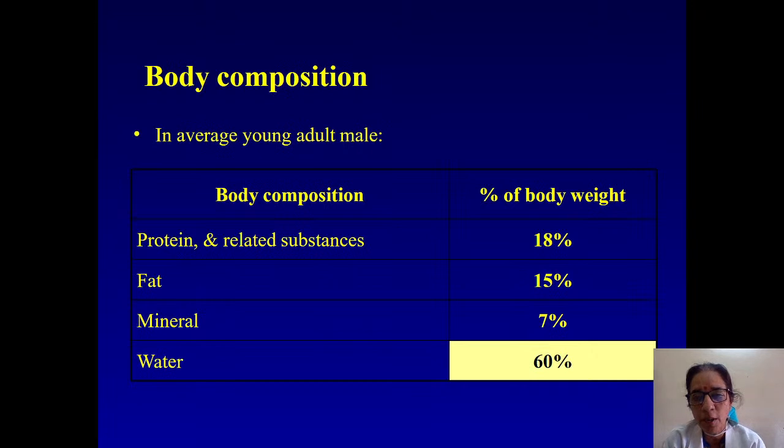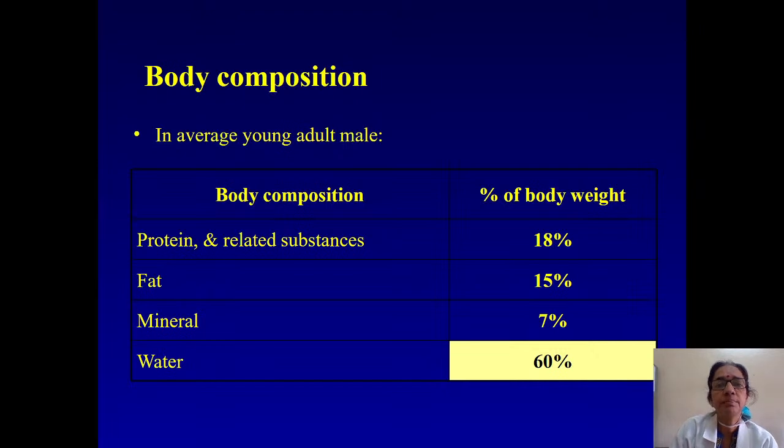What is this total body water? 70 into 60, that is 42 liters of your total body water. And when it comes to females, the body water is 10% less compared to males because females have more subcutaneous fat or adipose tissue. So females will have about 50% of their body weight as water. Then newborns and infants will have more amount of water. It could be up to 75% also.